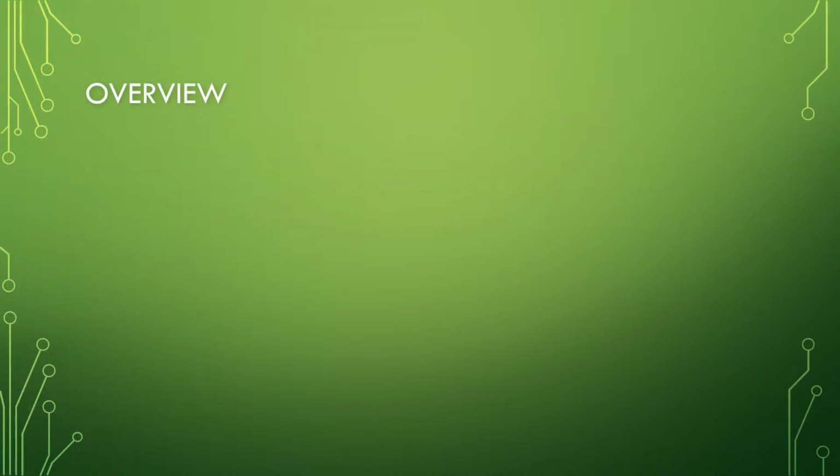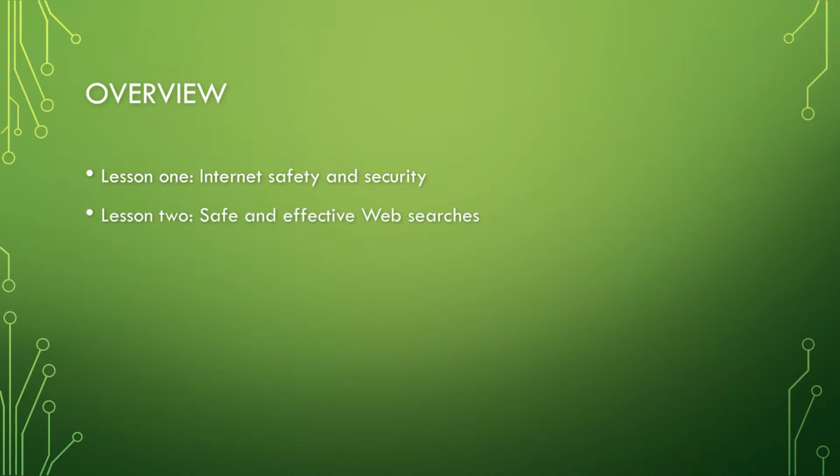And just to do a quick recap of what we've looked at so far, in Lesson 1, we took a look at internet safety and security, how to keep your personal safety and private information safe online. And in Lesson 2, we examined safe and effective web searches and how you can best utilize the internet to get credible and reliable information.